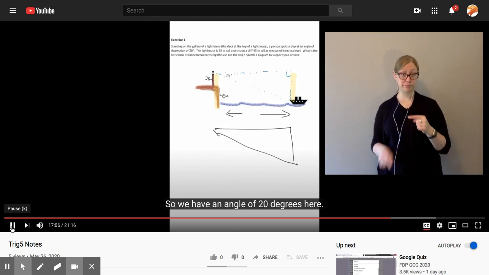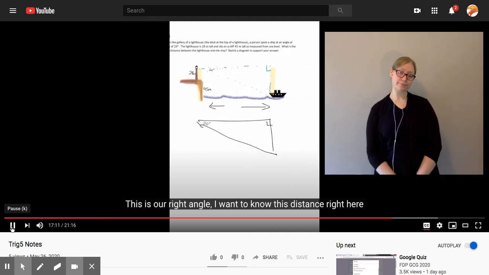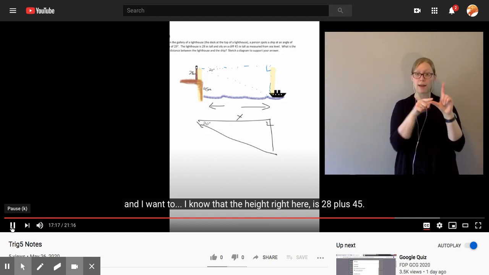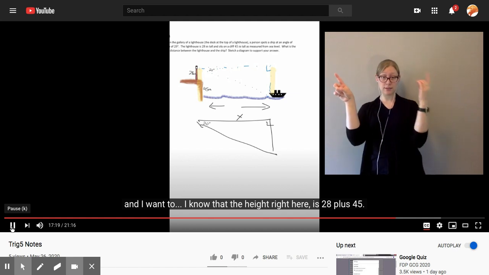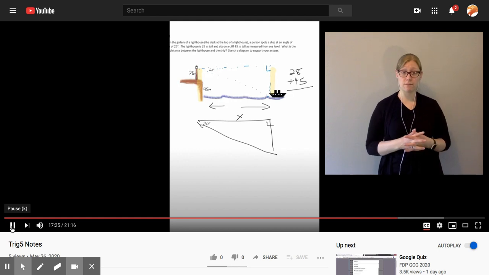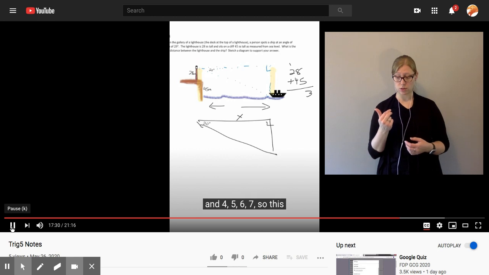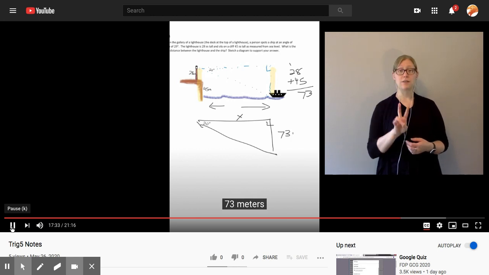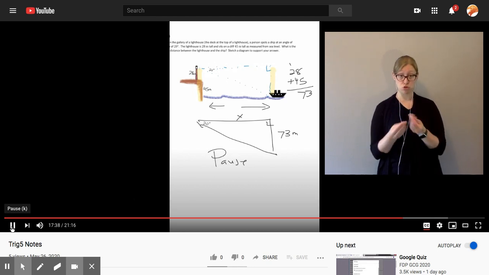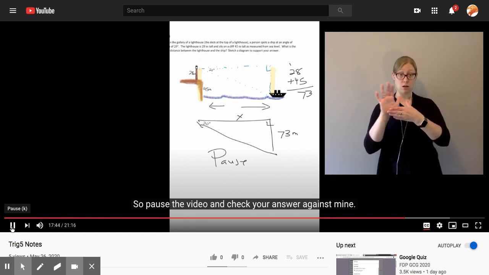So we have an angle of 20 degrees here. This is our right angle. I want to know this distance right here, and I know that the height right here is 28 plus 45. So that's 73 meters. Okay, so see if you can set up that problem and solve it. So pause the video and check your answer against mine.